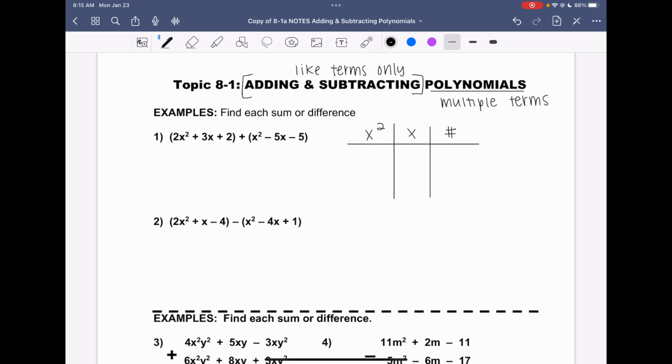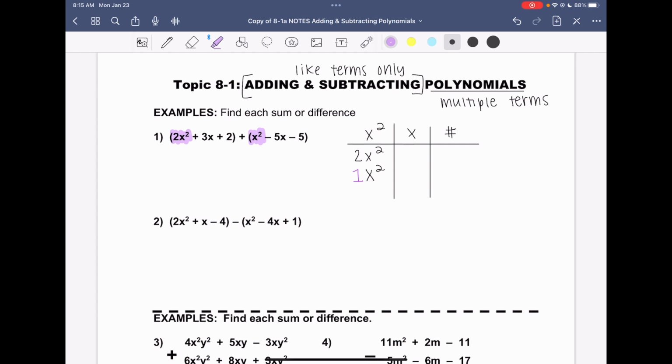And what I'm going to do is I'm going to organize them this way. Okay, so I have 2x squared, so that's going to go in the x squareds. I have x squared, which, remember, that's an imaginary 1. So there's a 1 right here, okay? So that's what I also put on your notes. X squared is the imaginary 1, okay?